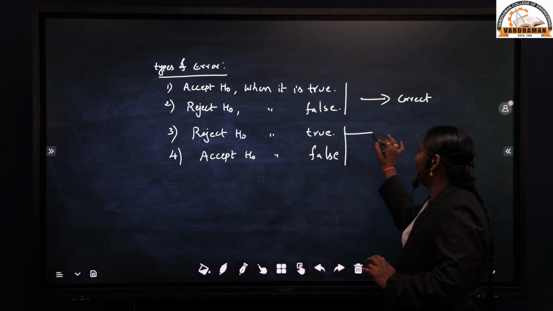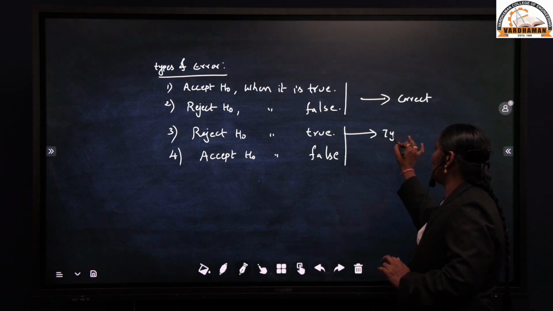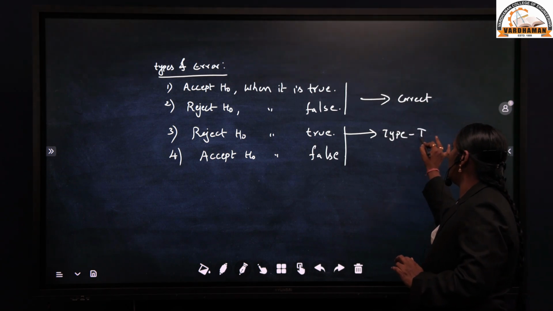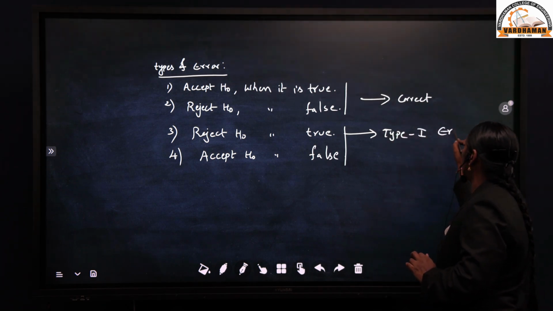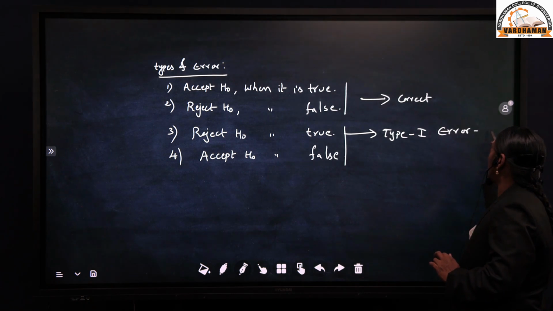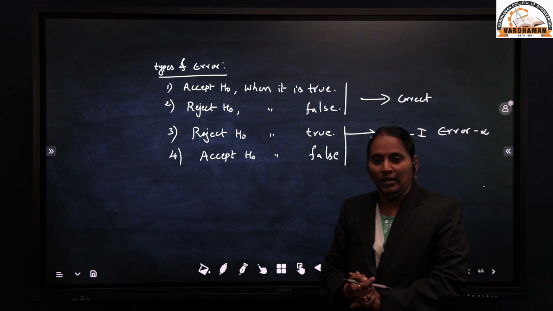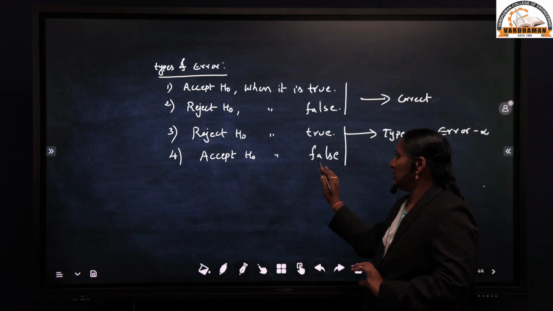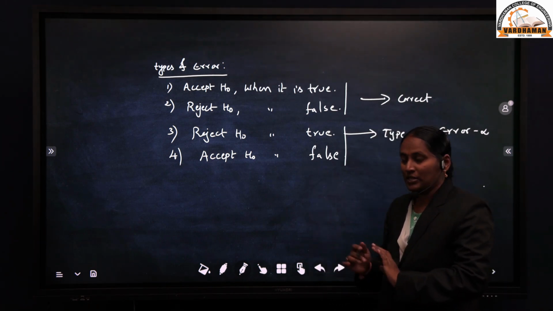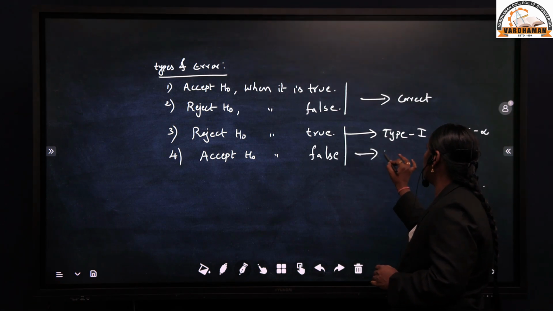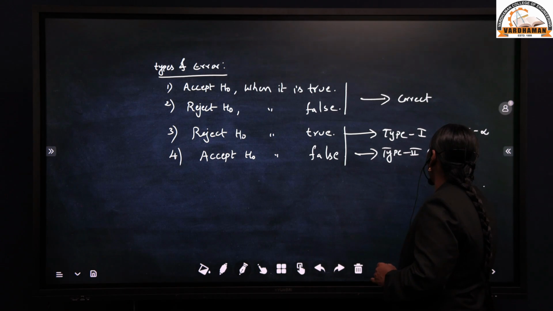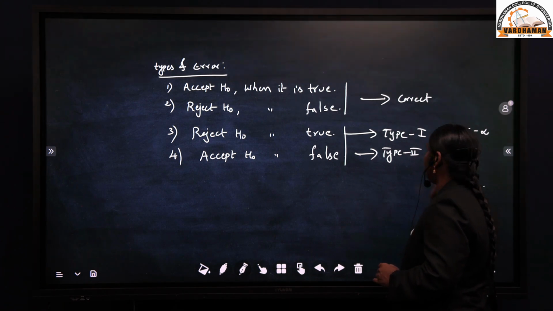The first one, reject H0 when it is true, we call a type 1 error, and it is denoted by alpha. The next, accept H0 when it is false, we call a type 2 error, and it is denoted by beta.